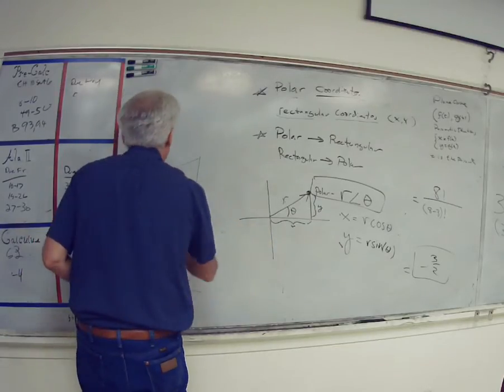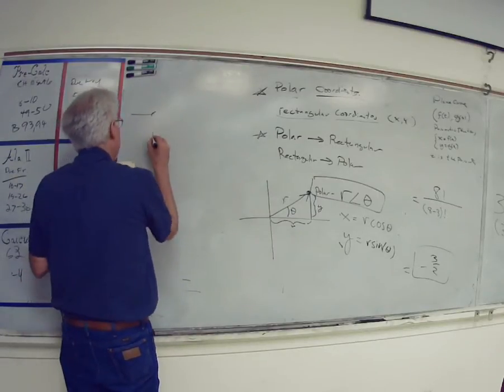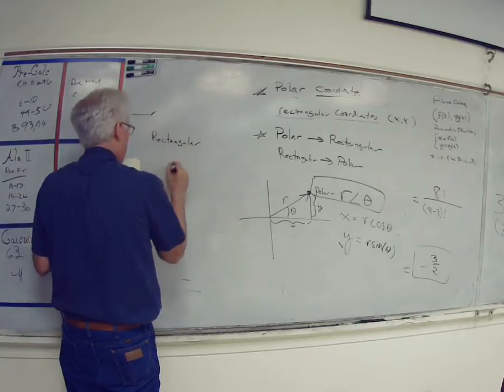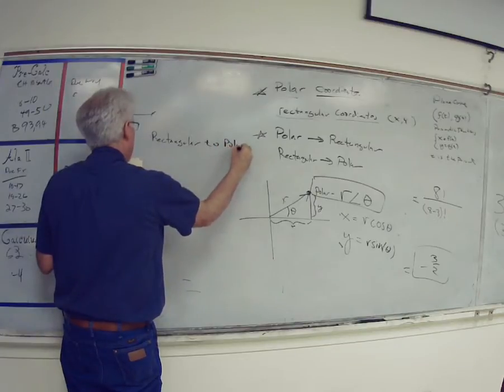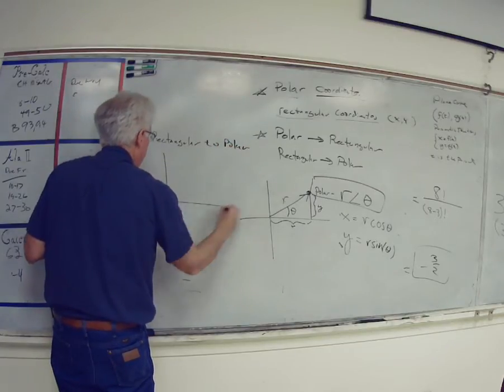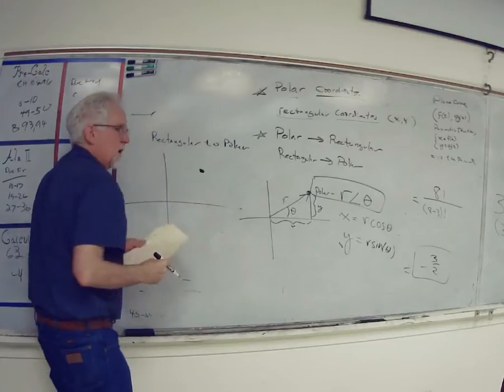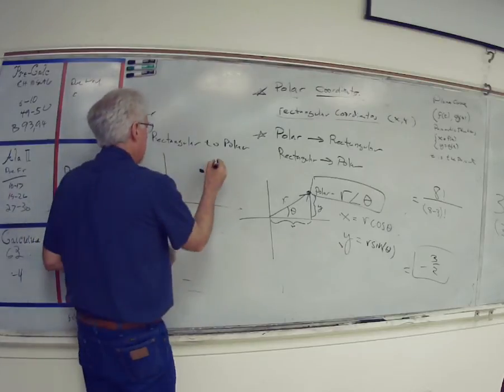All right, so let's do another one. Let's do rectangular to polar. In that case, how are you going to describe this point? You're going to describe it as what? X and Y.